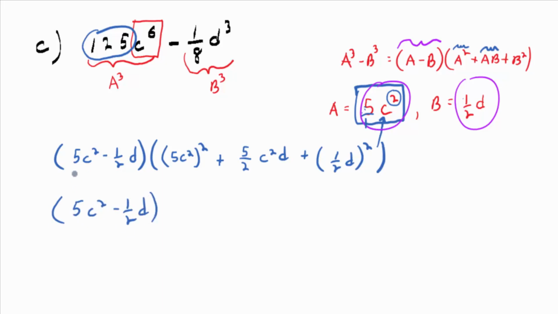So that first factor is good, 5c squared minus 1/2 d. And then what's 5c squared? Notice the parentheses are around the whole thing, and then the whole thing is brought to the second power. What's 5c squared, the whole thing squared? 25c to the 4th. You could just break up that exponent of 2 over multiplication, make it 5 squared times c squared squared, or c squared times c squared, which is c to the 4th. Okay, the middle term's good. 5 halves c squared d. And this last guy, what's 1/2 d, the whole thing squared? 1/4 d squared. Yeah, you've got to square. Another way to think of it is just take 1/2 d times itself. 1/2 d times 1/2 d, you get 1/4 d squared. And that's it.